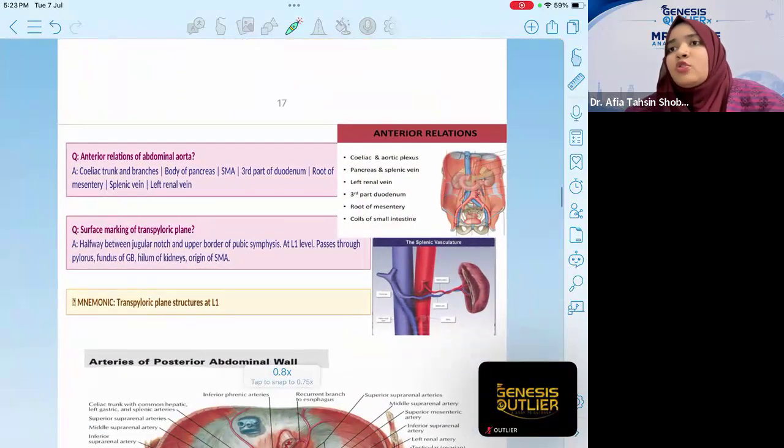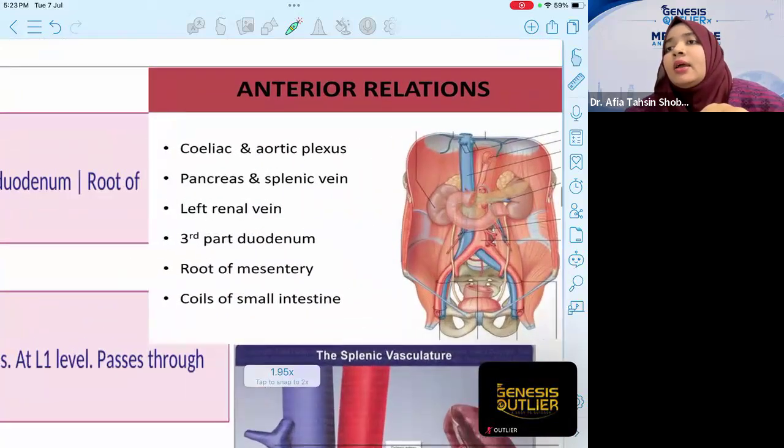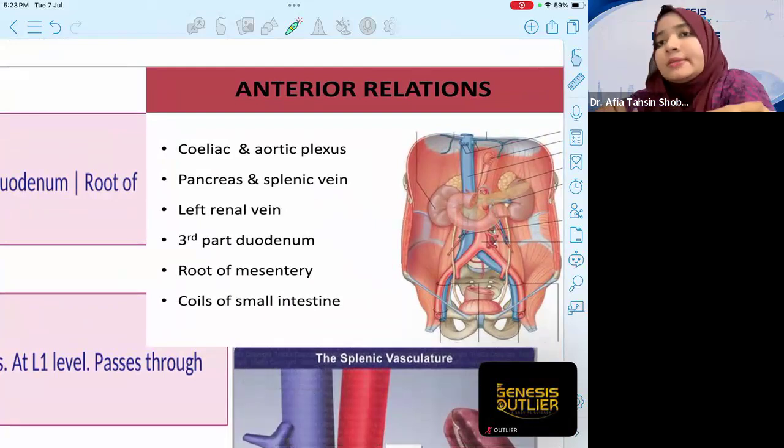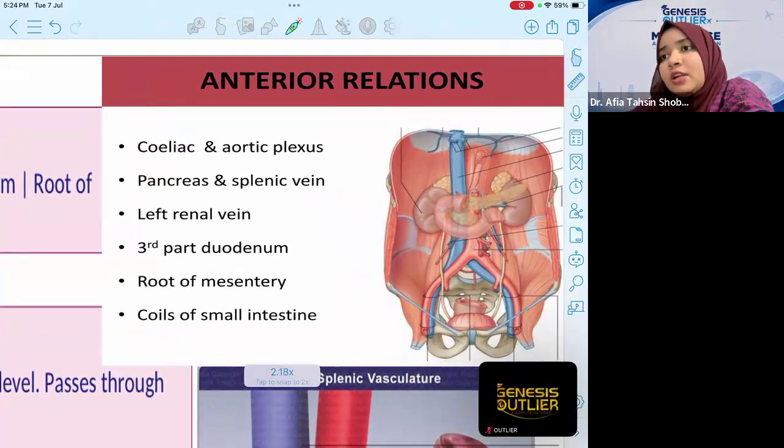Now, another exam question. What is the anterior relation of the abdominal aorta? See this image. I'm always telling you that anatomy is a visual subject. So always you have to imagine the image. You have to imagine a good image for answering the question. It will be easy for you. Now come to the anterior relation of abdominal aorta. So this is our abdominal aorta, right?